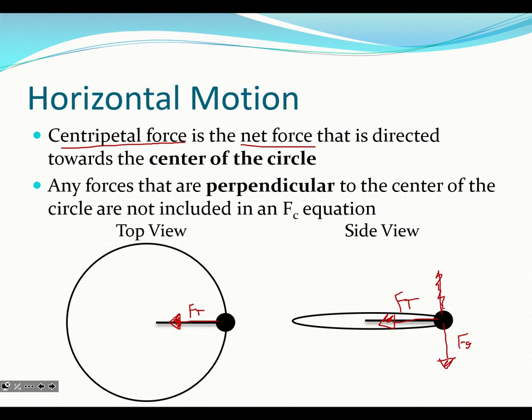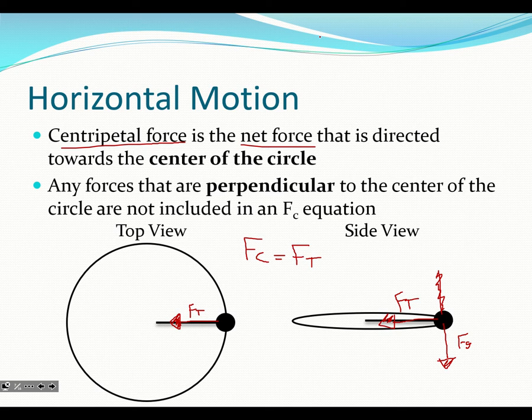And I guess, no, there is nothing there because it's not sitting on a surface. So we have a force of gravity downwards, right? We don't include gravity in our FC equation because it's not going towards the center of the circle. We only want to include things that go away or towards the center of the circle. So if I wrote an FC equation for this, I would write FC equals FT.